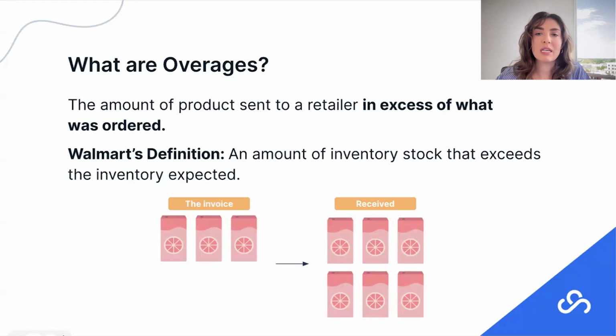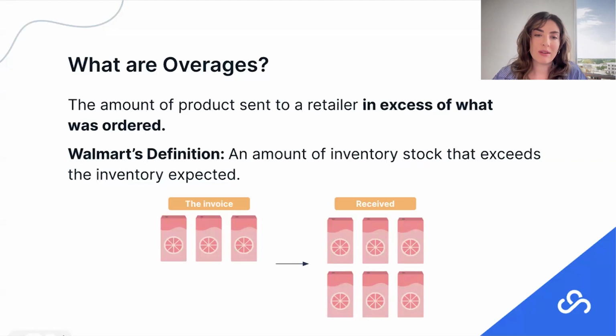All right, well, let's get into just defining what overages are at Walmart specifically. So no matter where you're at when it comes to the retailer, an overage is essentially going to be the amount of product that a retailer ordered is in excess. So they receive in excess what they ordered.